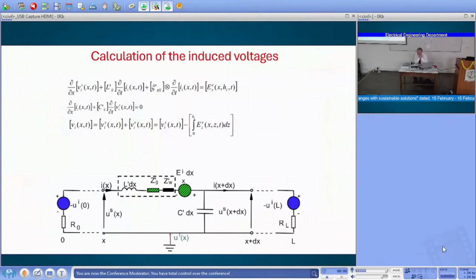I would like to mention, just for 1 minute, how the induced voltages into the line are calculated. You see here the classical equations of the lines, the transmission line equations.